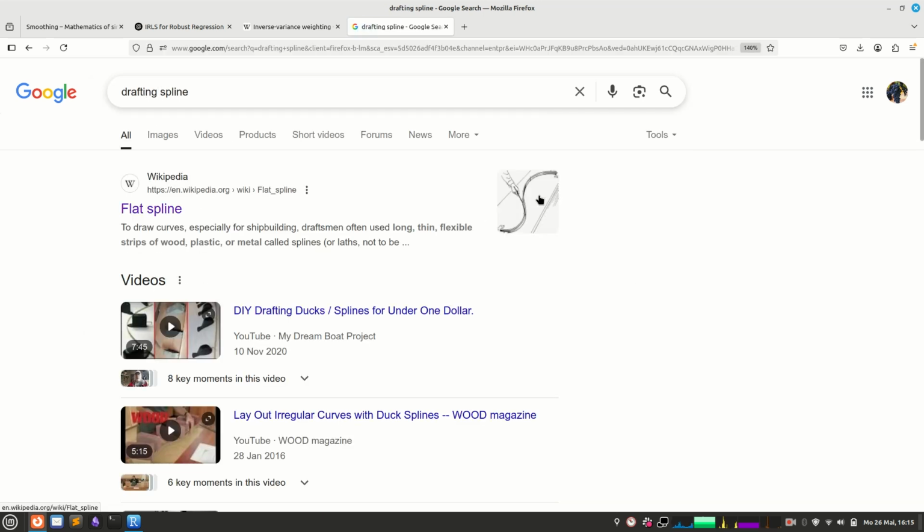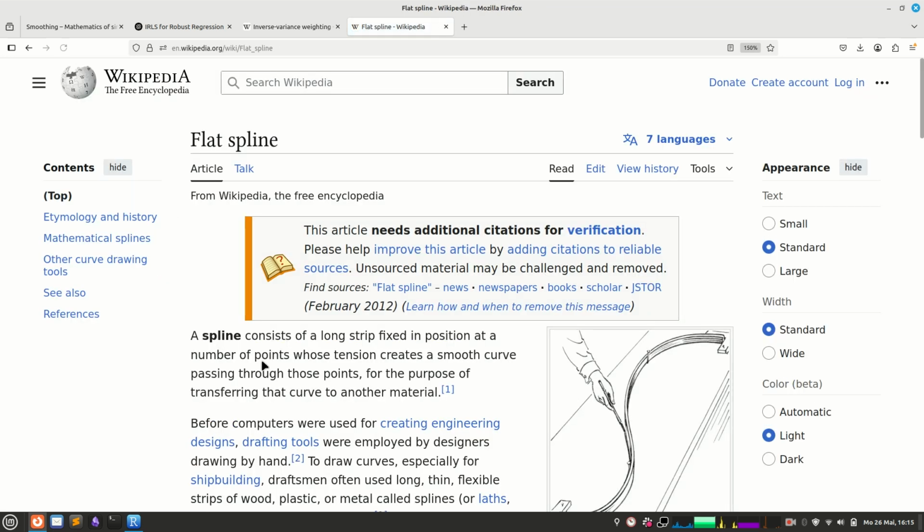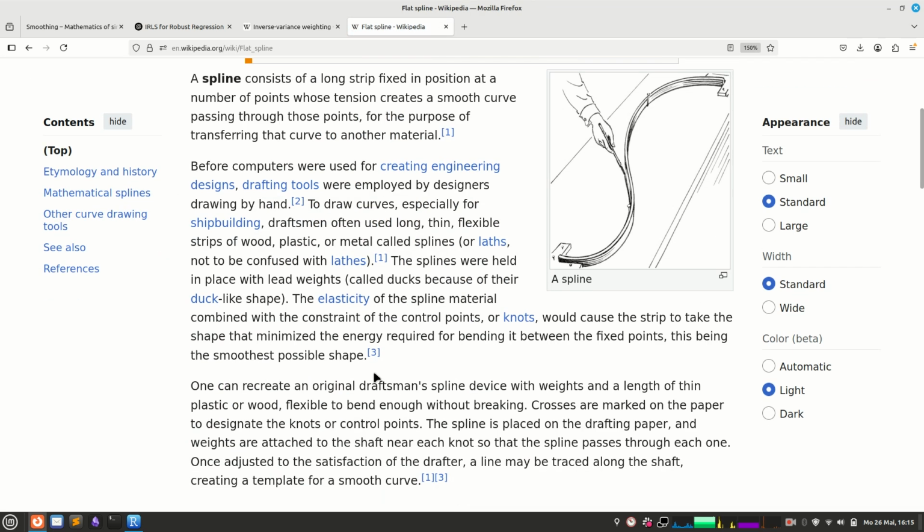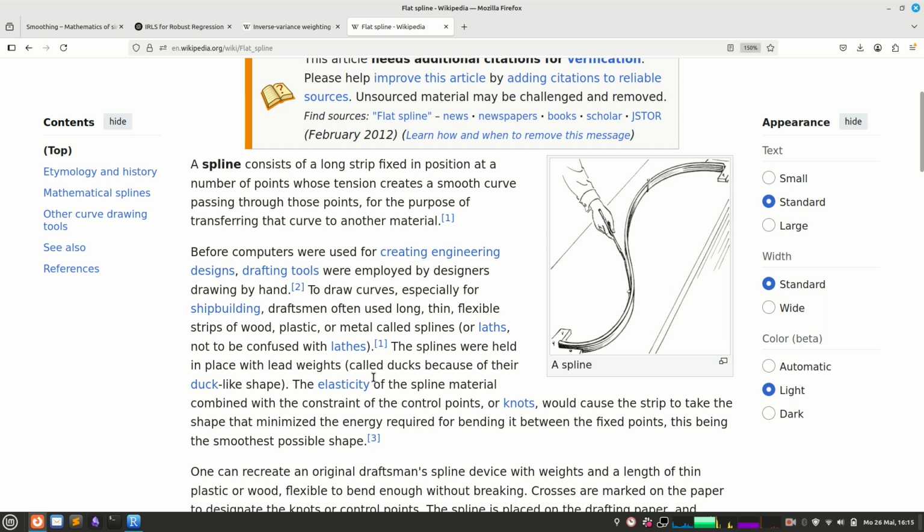Yeah, this is a spline. Originally, if engineers or technical draftspeople wanted to draw a curved feature in some technical plan, they would use a bit of thin bendable wood, span it between two things and spline it, and this construction was called a spline.